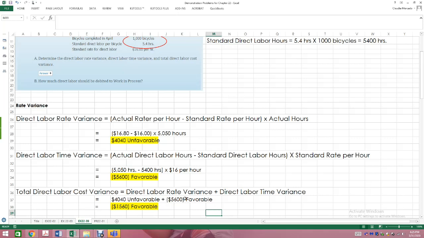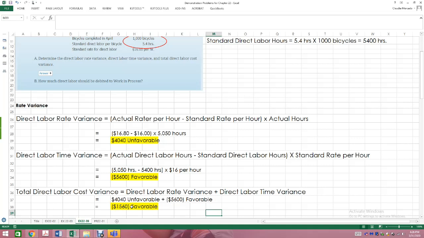So overall, my total direct labor cost variance, whether it be the rate or the time, ended up being 1,560 favorable. Why? Well, we had a 4,040 unfavorable variance in my direct labor rate, and I had a 5,600 favorable direct labor time variance, giving me the total direct labor cost variance of 1,560 favorable.